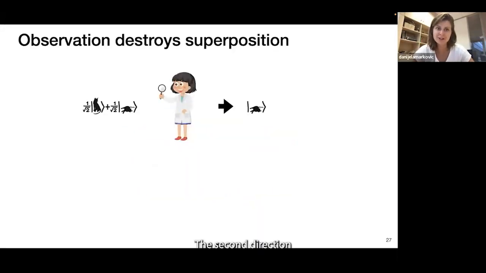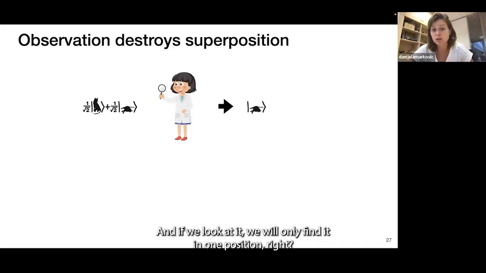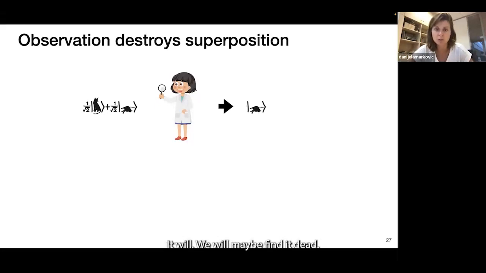The second direction in which I think we should be going is related to this problem of quantum measurement. So I have shown here what happens if you want to fully characterize a quantum state. So imagine you're using a quantum computer and you want to measure its output state. It's in some superposition. So it could be this state that we call a Schrödinger cat, where we have an equal superposition of 2 values. So it can be 0 and 1 of a qubit, or it can be dead and alive. And if we look at it, we will only find it in 1 position, right? We will maybe find it dead.